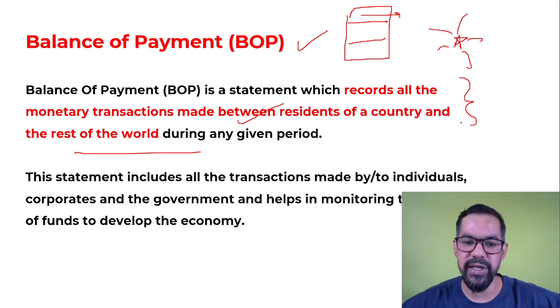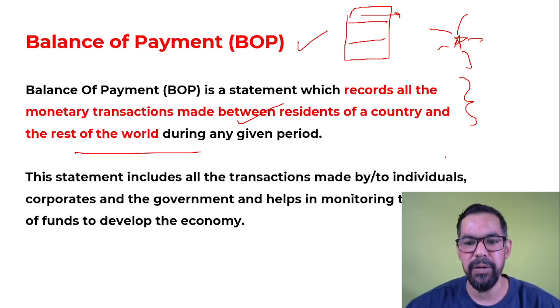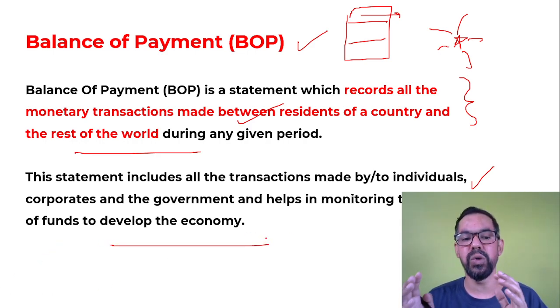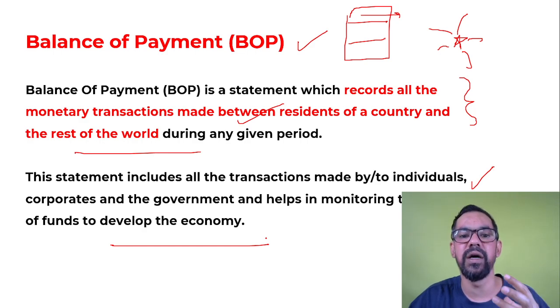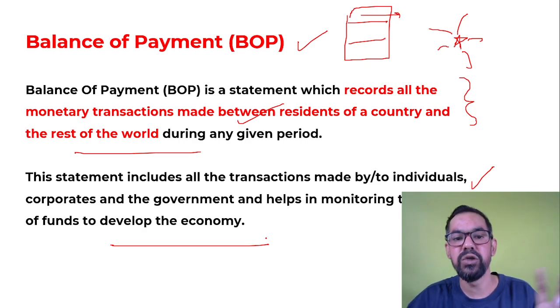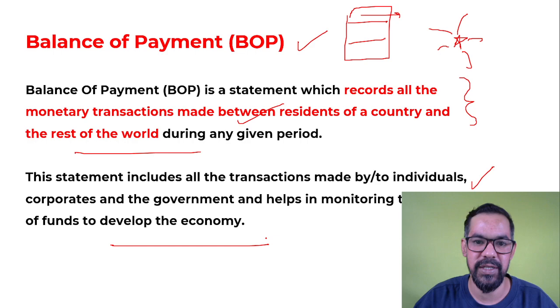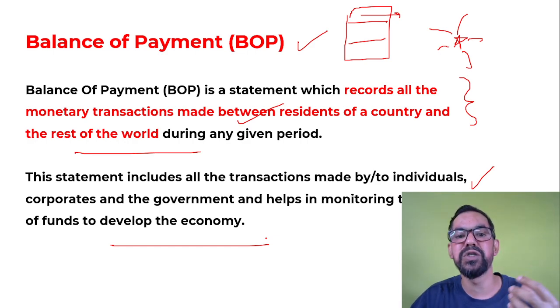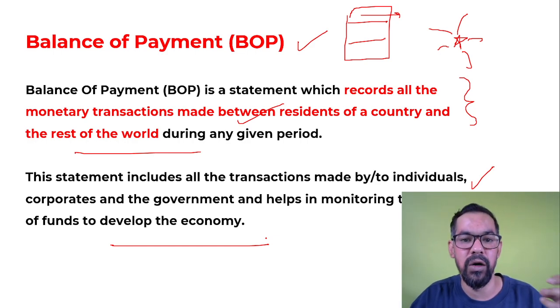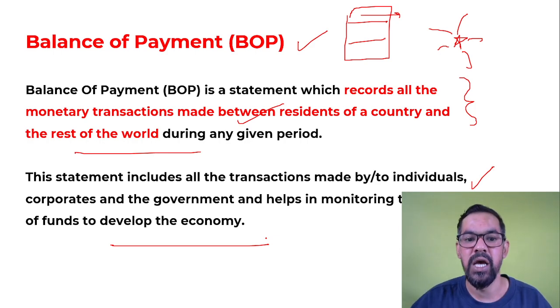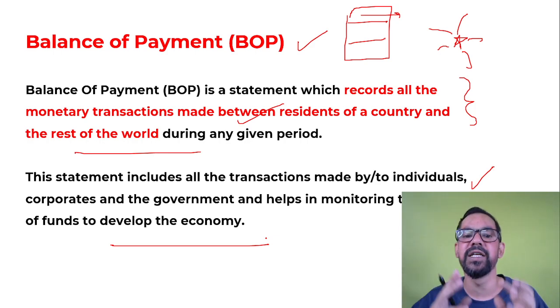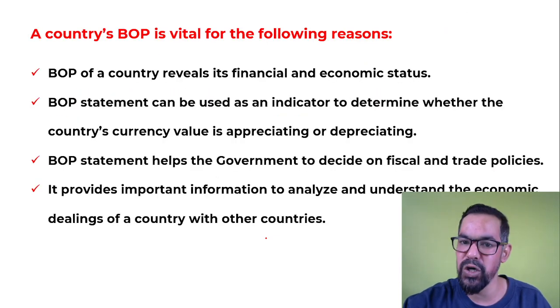This statement includes all the transactions made by individuals, corporates, and government, and helps in monitoring the flow of funds in the economy. Let's say you remitted some money from the US, that will be part of this. Even if you exported a few commodities to Nepal, Bangladesh, or some other country, that will be part of this. All the monetary transactions are part of your balance of payment.